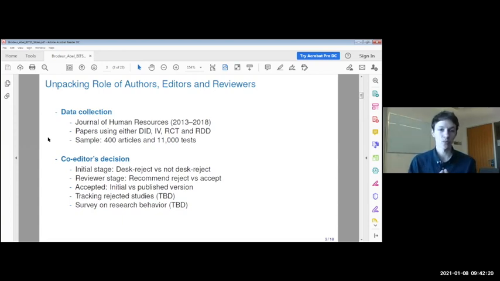The other thing that we're interested in doing, and we're doing it right now, is to track the rejected studies and see if they ended up being published elsewhere within, say, 5 or 10 years after being submitted to JHR. We haven't done this, but it is on the to-do list. We're also going to be conducting a survey on researchers' behaviors, probably in February or March. So I'll show you the questions, and feedback would be really great here.